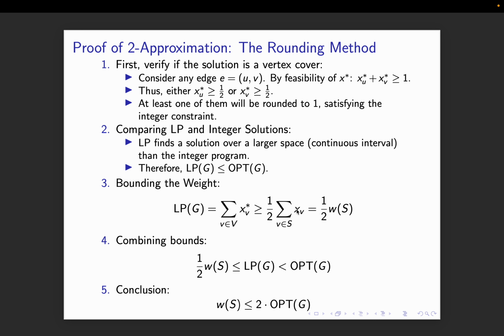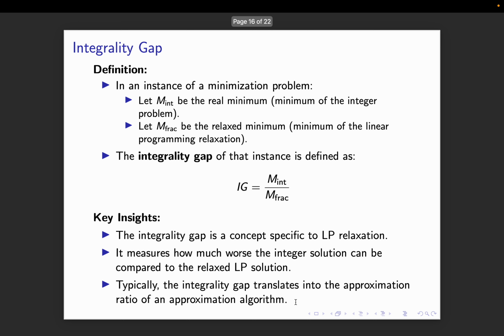This is a very simple statement, but it is kind of elegant. But yeah, that's about it. So half of the weight of my solution is less than the LP, which is also less than the opt. So the weight of my solution is less than 2 opt, which is the desired result.